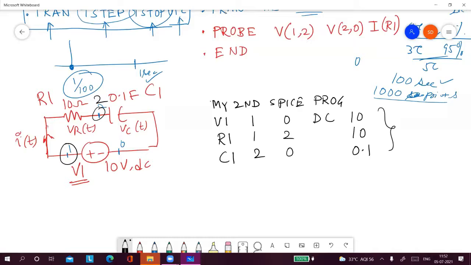Now the type of analysis. What type of analysis do you want to perform? Transient analysis. Use dot tran. Dot tran means transient analysis: dot tran T step and T stop. Now what will you take for T stop? T stop we will consider as 5 times the time constant. Remember, this is the simple logic we are using. T step will be the time constant divided by 10.